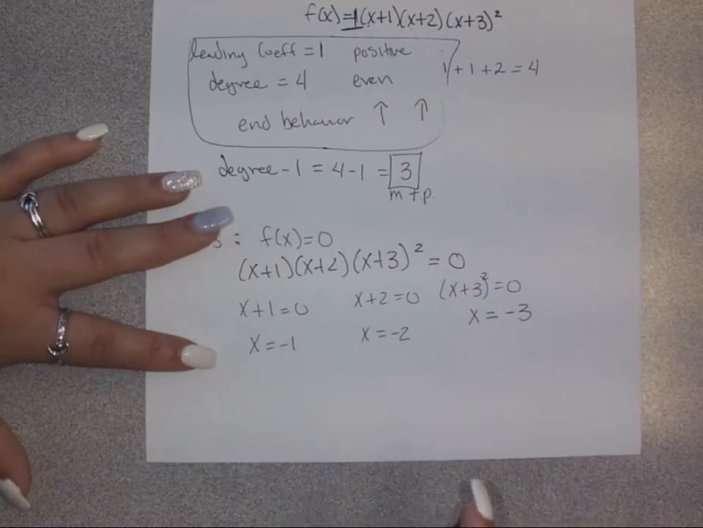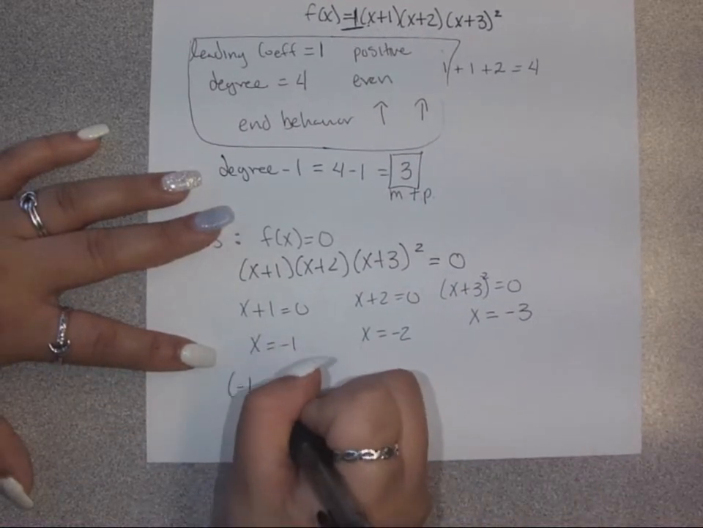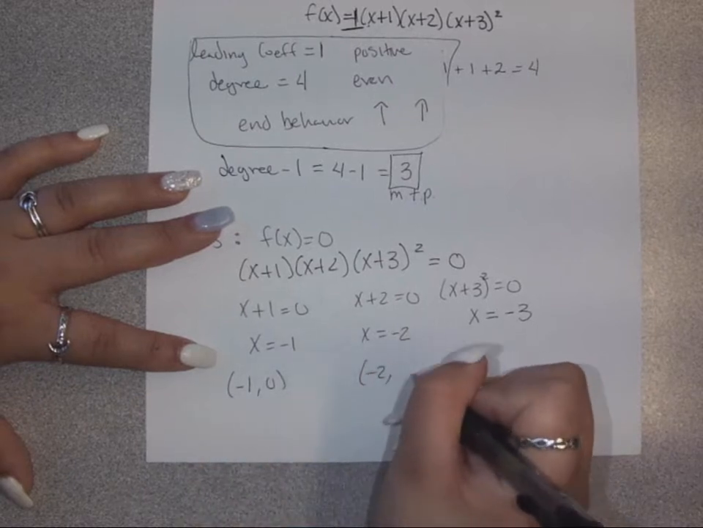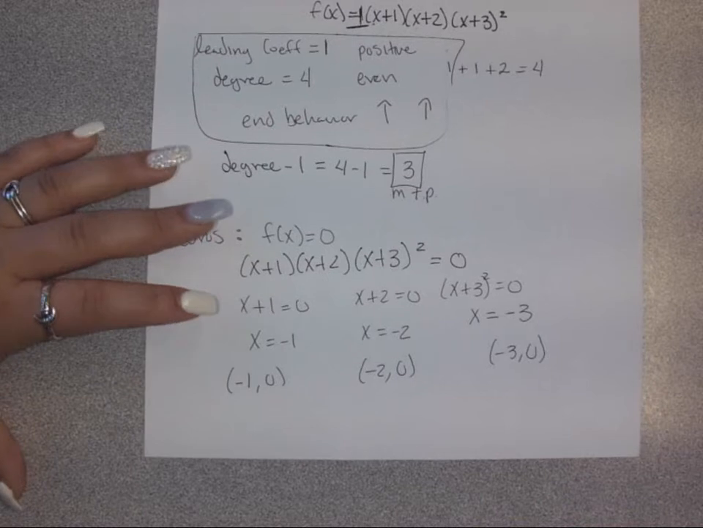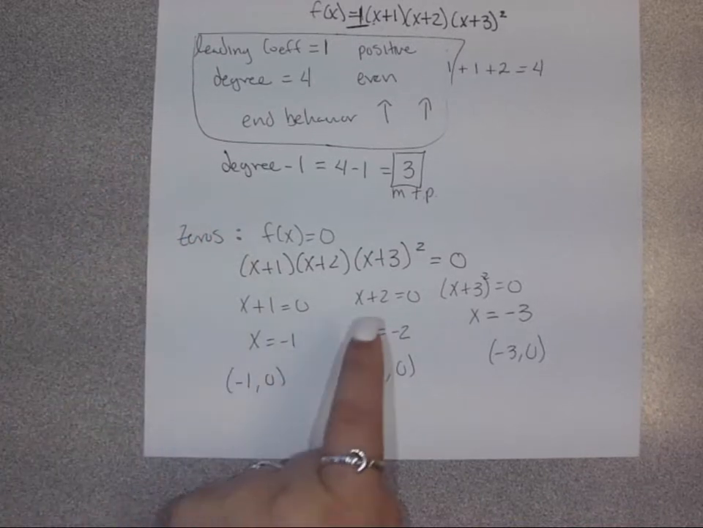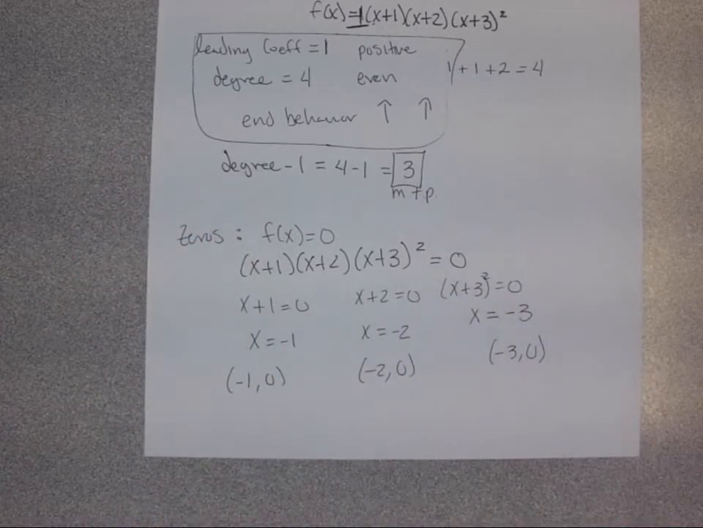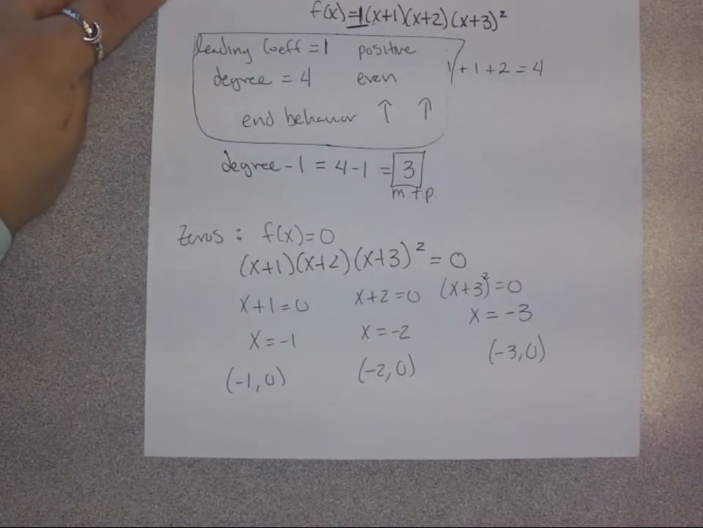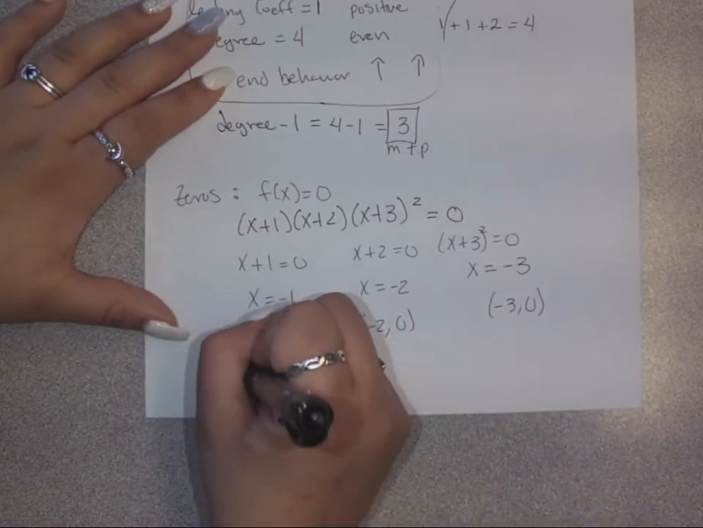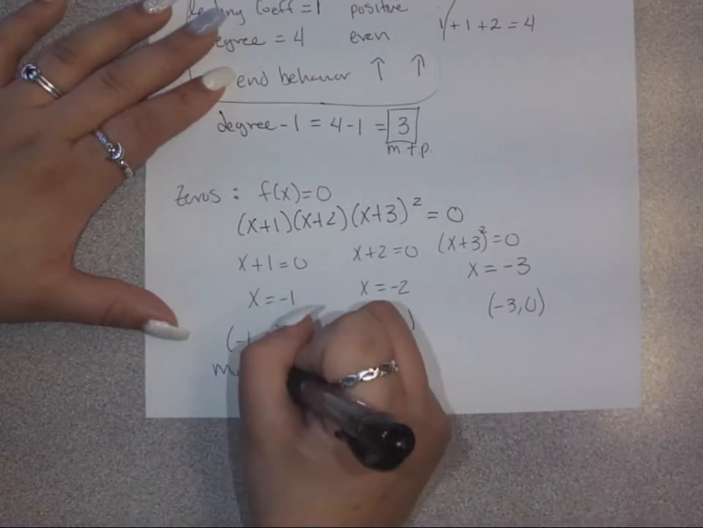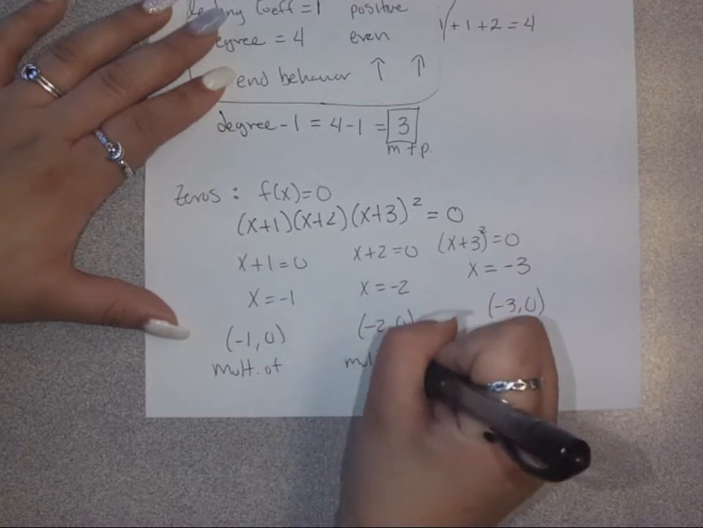So we're going to have a zero at the points negative 1 comma 0, negative 2 comma 0, and negative 3 comma 0. So we have 3 different times where we're going to be either crossing or touching our x-intercept. The next part is to state whether it touches or crosses. That comes from your multiplicity. So we have to talk about the multiplicity of each of our zeros.